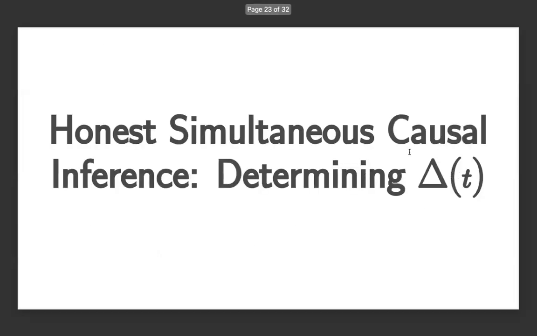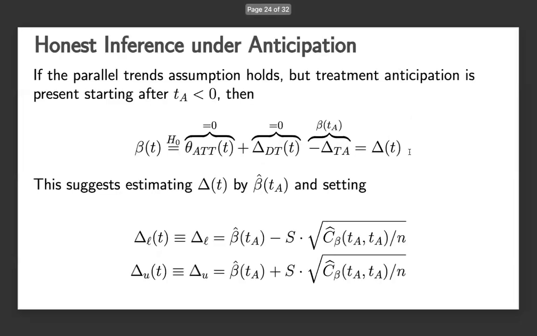And so we now need to think of a way to determine the bound of delta t, the range of delta t, okay? And we discuss it under the violation of these two model assumptions separately. So at first, we discuss honest inference under treatment anticipation. This is a violation of the no treatment anticipation assumption. So we discuss it first.